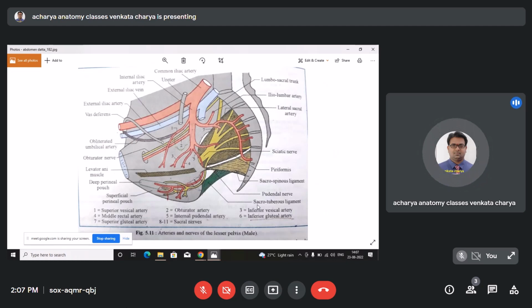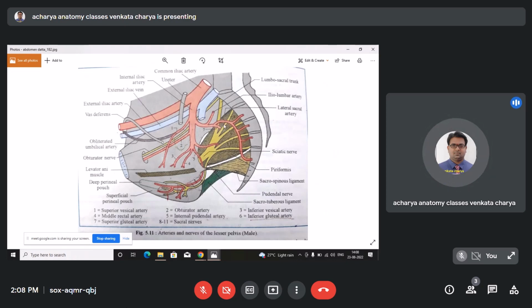Anterior and posterior. See here, this one is the common iliac artery. The common iliac artery bifurcates and gives us two branches. One branch we call the external iliac artery, another branch we call the internal iliac artery. So the internal iliac artery is the chief artery of the pelvic cavity. It runs downwards, then bifurcates and gives us two divisions. Number one is the anterior division and number two is the posterior division. See here, this is the anterior division and this one is the posterior division.